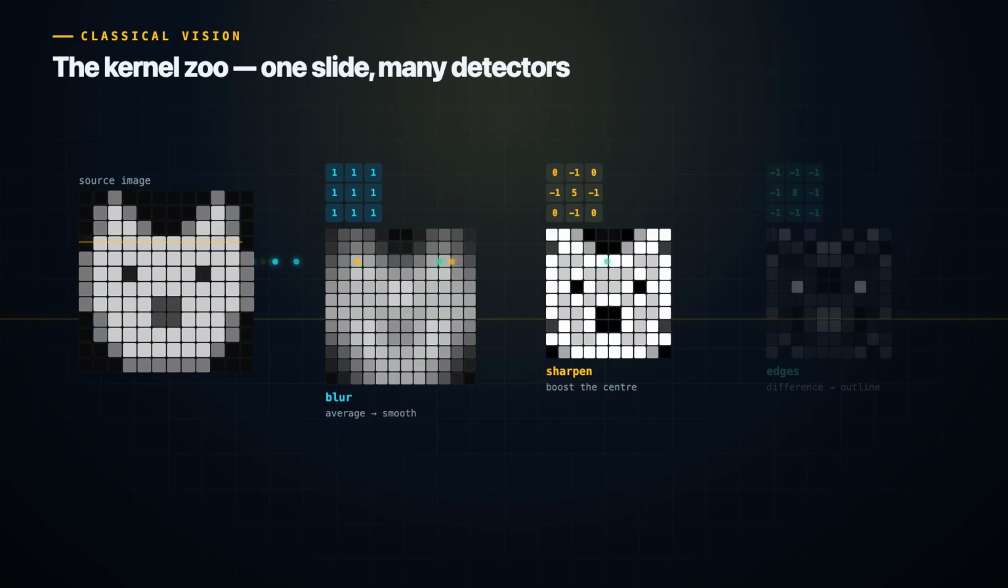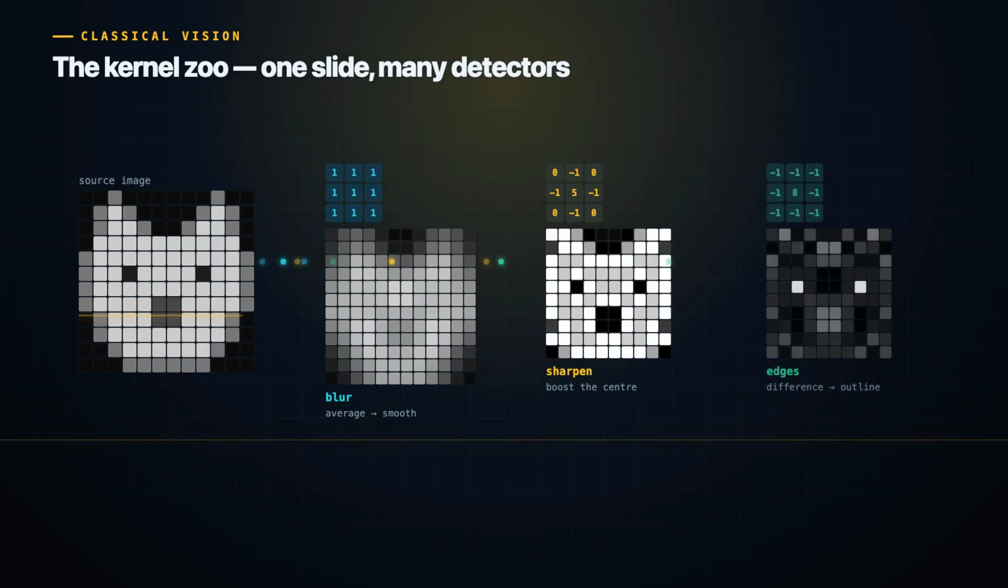Look at what just happened here, because it is the whole idea in one picture. The operation never changed. It was the same slide, the same multiply, the same sum every time. The only thing that changed was the 9 numbers inside the little window. Blur, sharpen, edges, 3 completely different results from one operation.